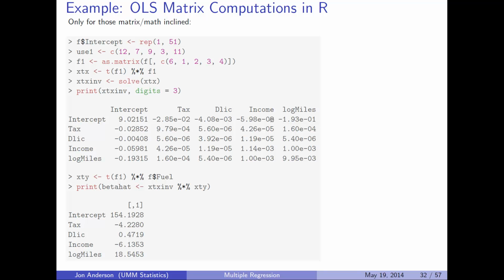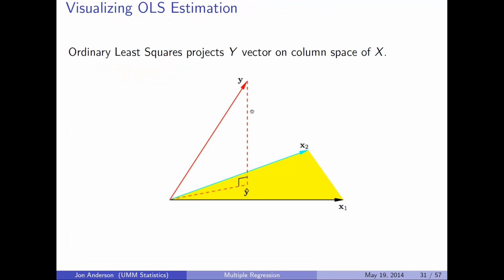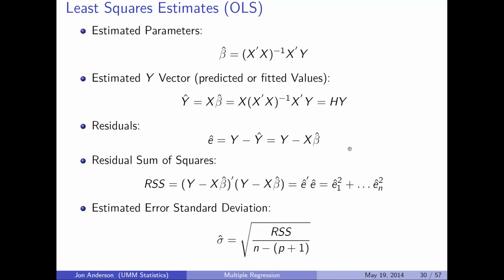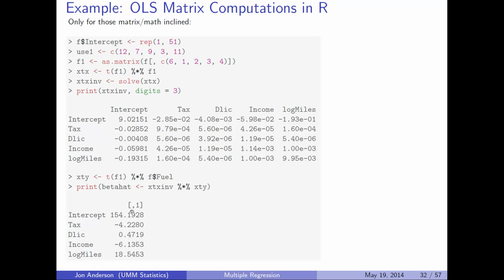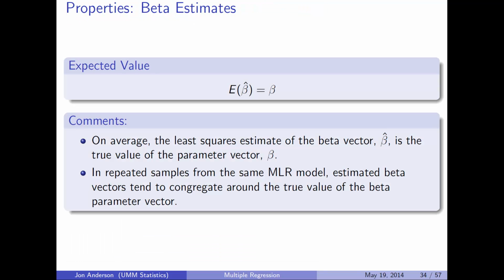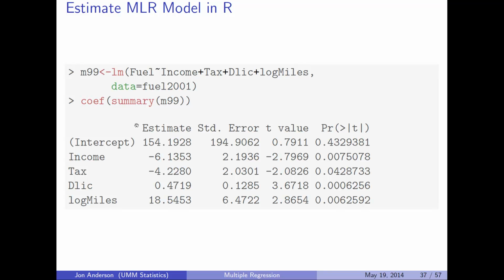This particular overhead 32 is doing some of that linear algebra to show and demonstrate these computations that are here on overhead 30. And I just want you to notice that the beta hat estimates vector is given right here on the very bottom of overhead 32, and I want you to notice that that is exactly the same as what you will get when you use R to estimate this particular multiple regression model.